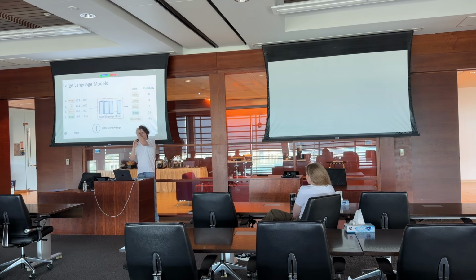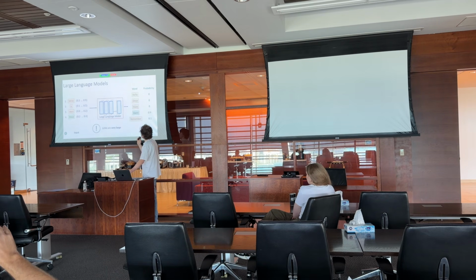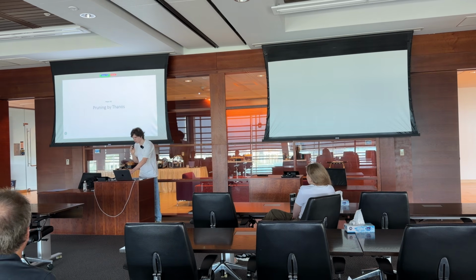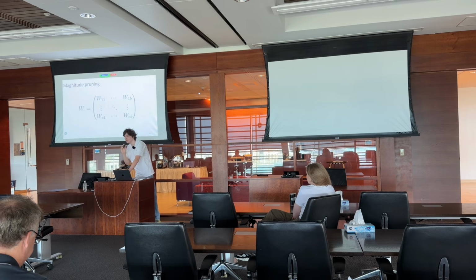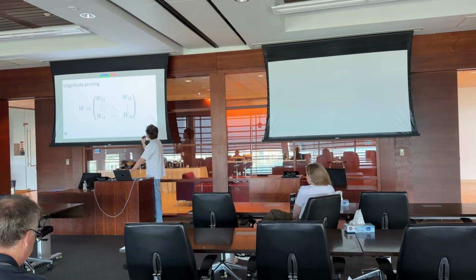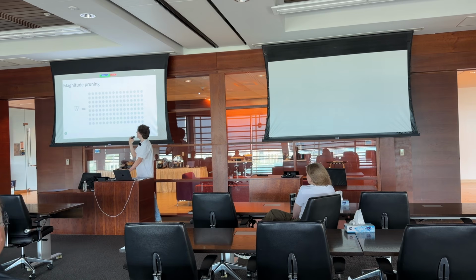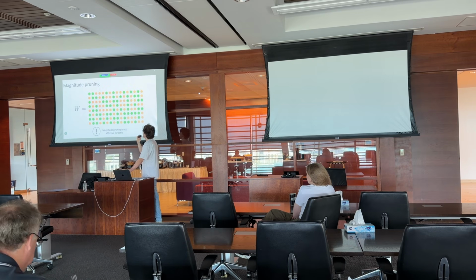And the problem is that it's very large. As you might know, it can range from billions up to 5 trillion parameters for ChatGPT. So we want to make it faster somehow. The first work that I'm going to mention is pruning by Thanos. Imagine that you have a matrix W. What you can do here is select the smallest half of the parameters and remove them. That's called magnitude pruning, but it doesn't work too well.